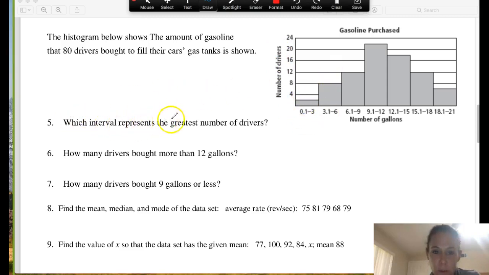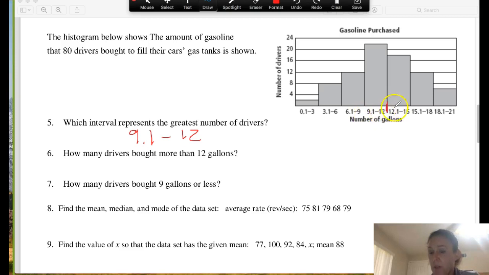So which interval represents the greatest number of drivers? So the number of drivers are here. Just look at it. It looks like it's going to be this interval, 9.1 to 12. So this should be a pretty easy problem. Just read the histogram. How many drivers bought more than 12 gallons? Well, let's look. Where do you get to 12 gallons? More than 12 gallons, not 12 gallons itself. So more than 12 gallons occurs right here.